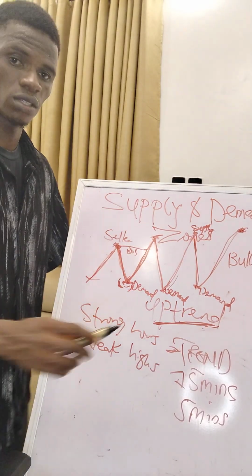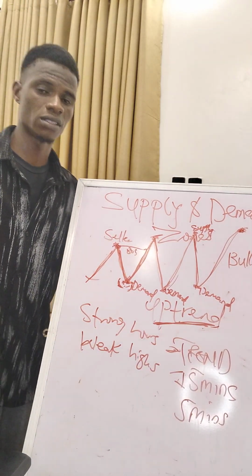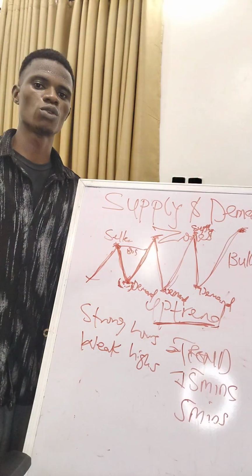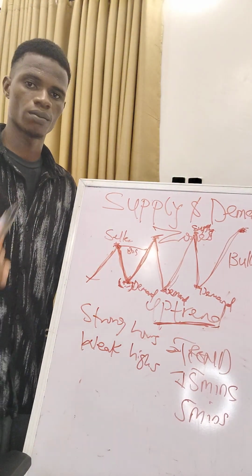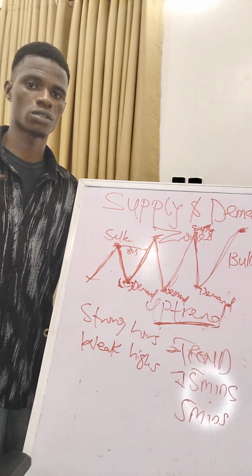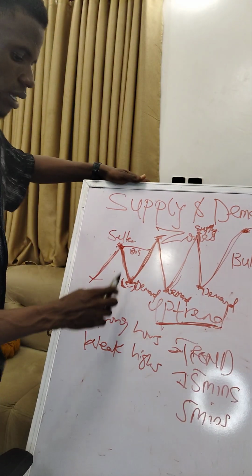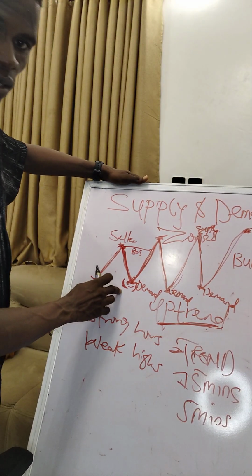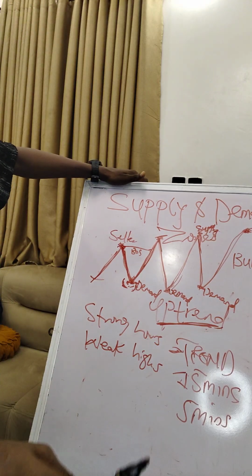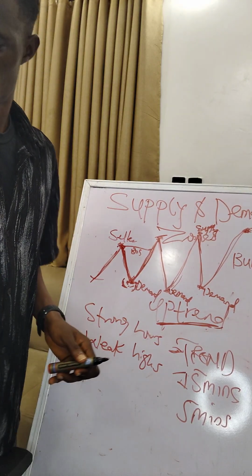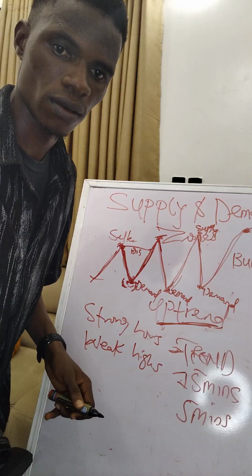So this is how you trade supply and demand. Very easy and very simple. You just have to know where market is going to retrace to, because that is the major thing. Because sometimes markets can, for instance, for this scenario now, okay, let me clean this thing first. Let me explain something.